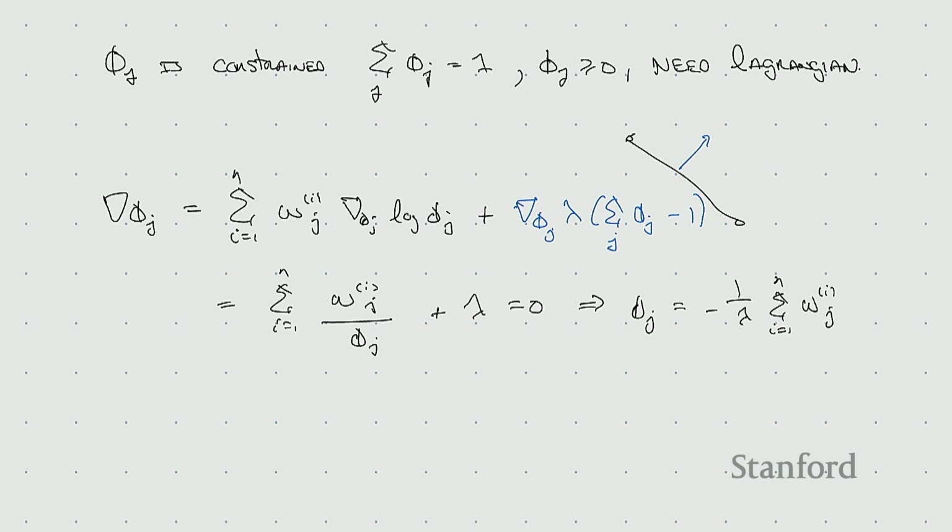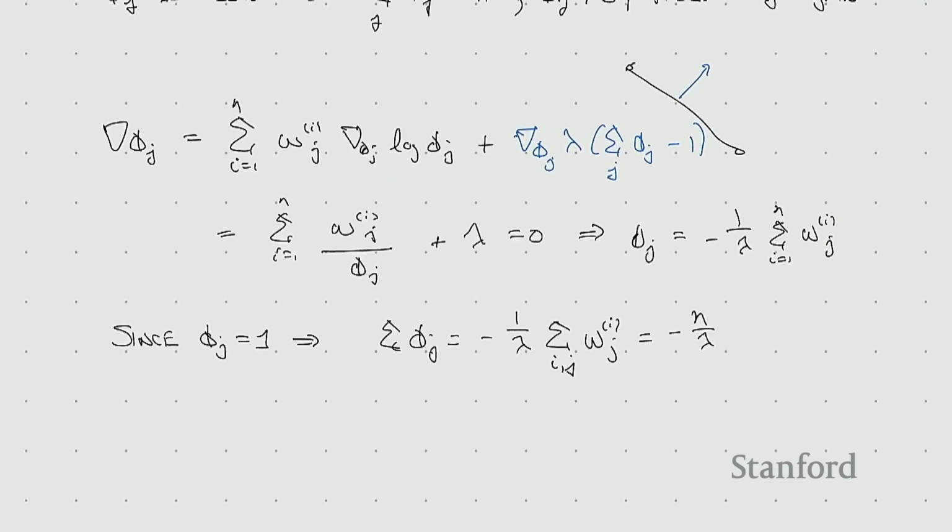Now, in this case, we can do it in an ad hoc way. Since the sum of phi j is equal to 1, this implies that 1 is equal to negative 1 over lambda sum ij wij, and this equals negative n over lambda. Okay, and that's the correct normalization, right? Oh, sorry, this is equal to negative n. Oh, sorry, n over lambda, right?